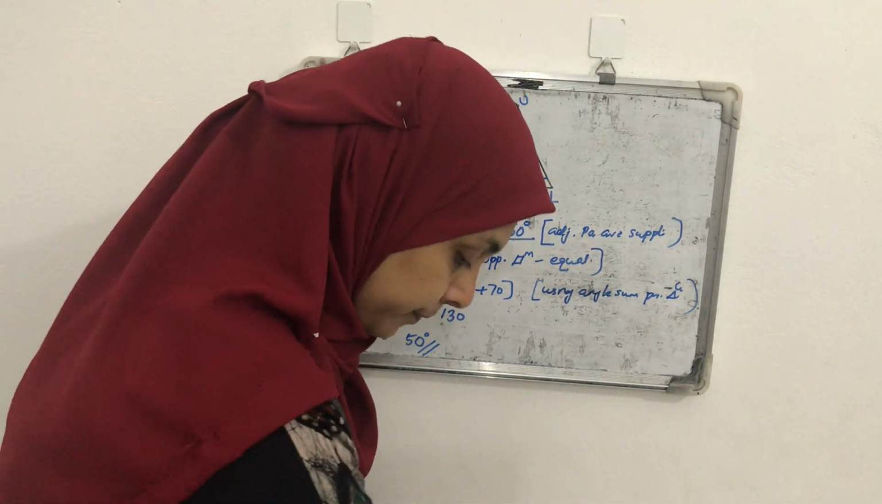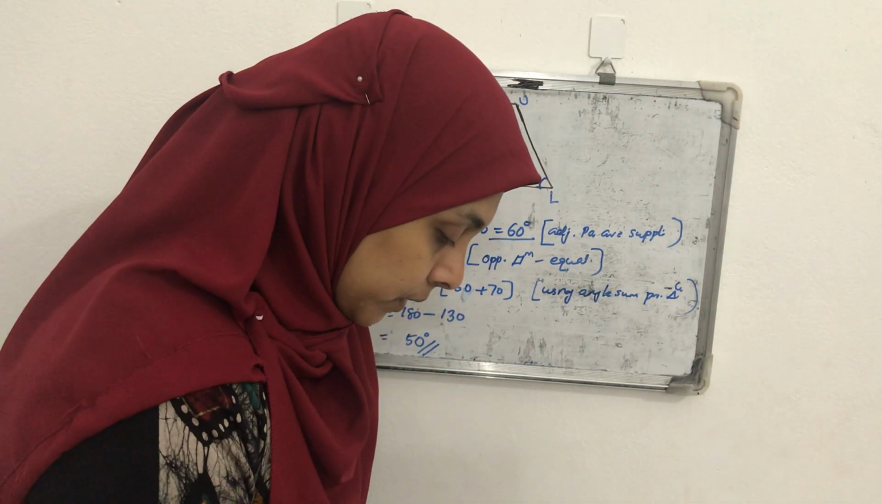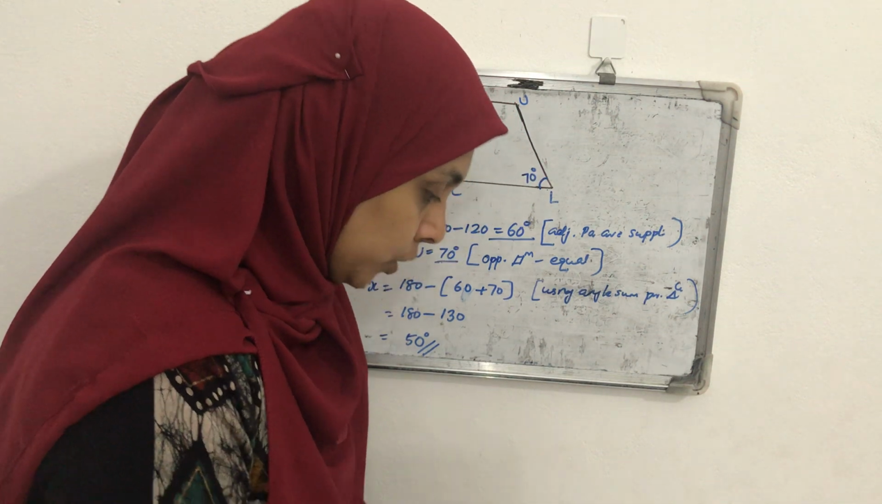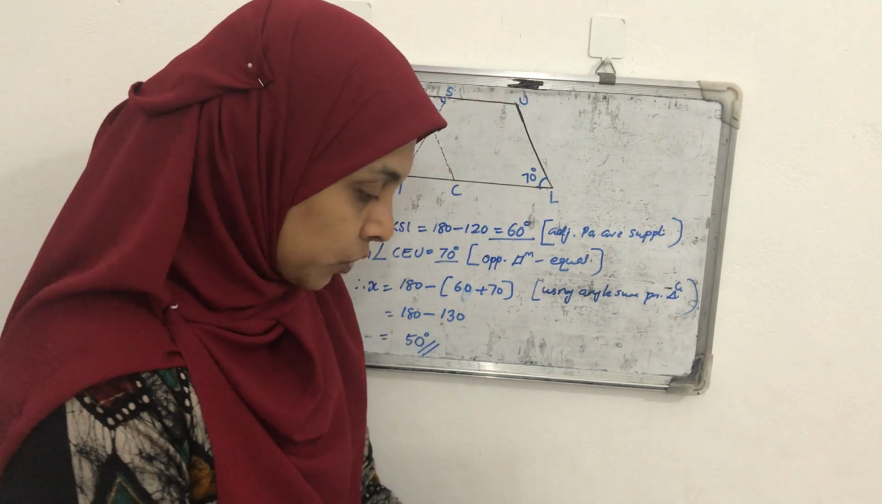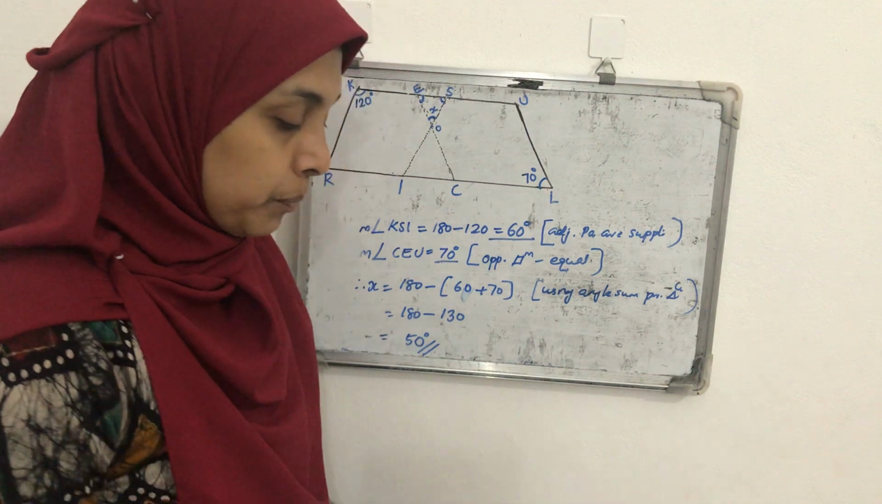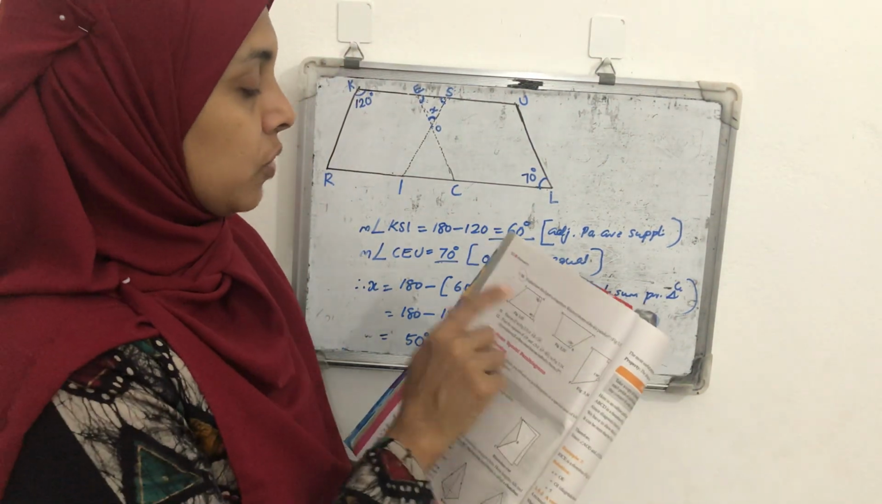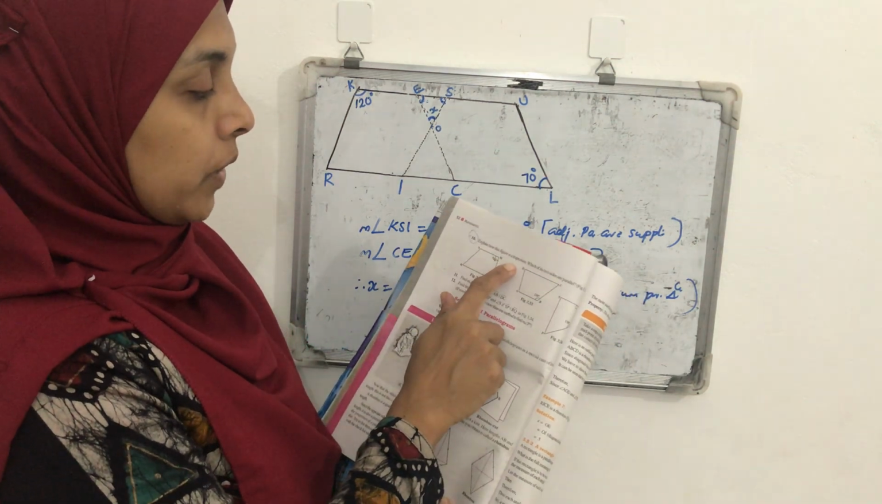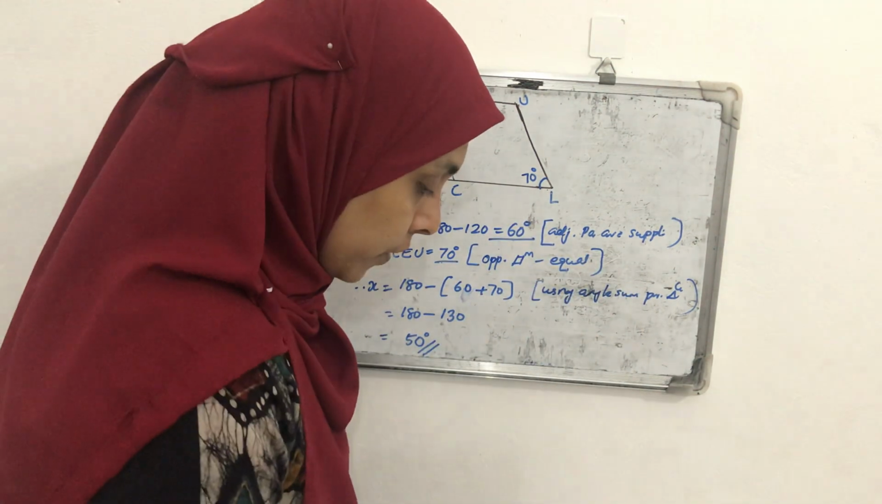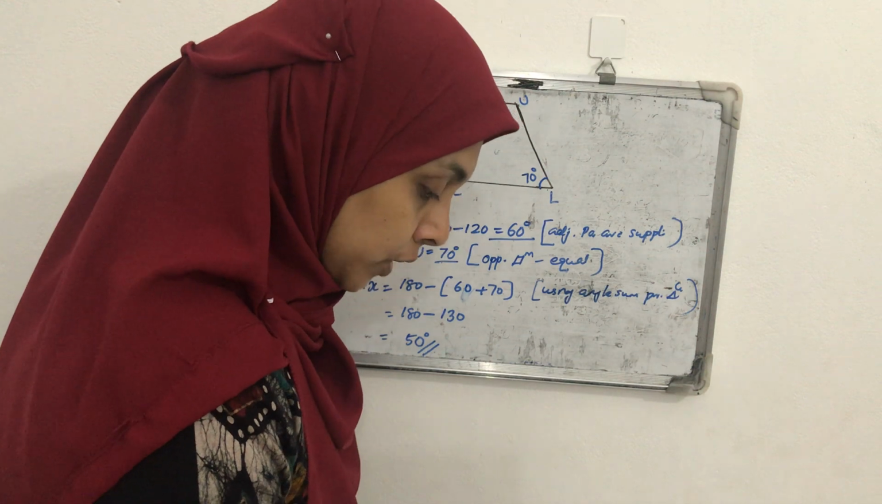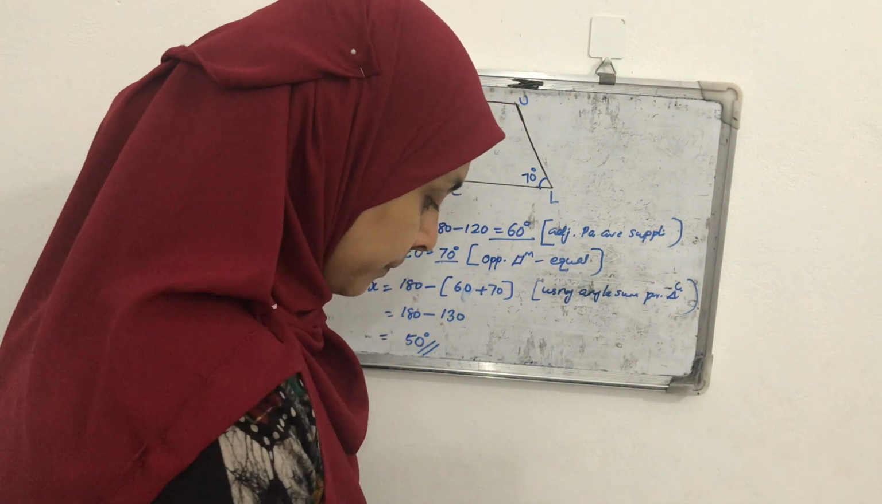So next, a question from the same exercise, the 10th question. Look. Explain how the figure is a trapezium. All of you take that figure in your textbook. Explain how this figure is a trapezium. Which of its two sides are parallel? That is the question.